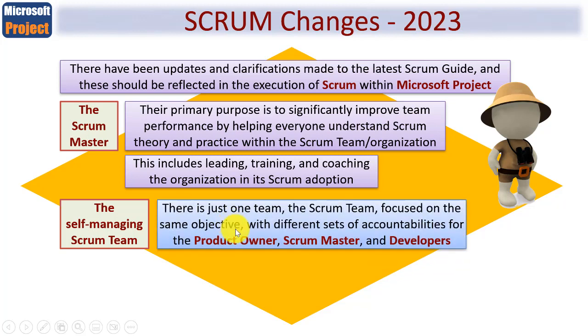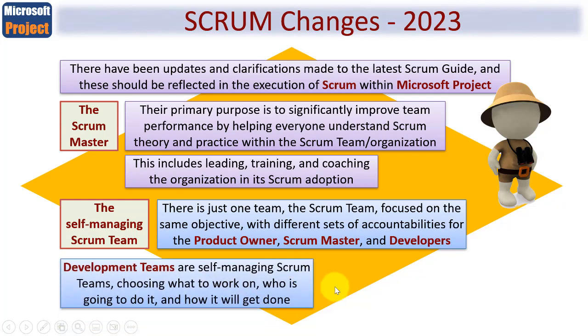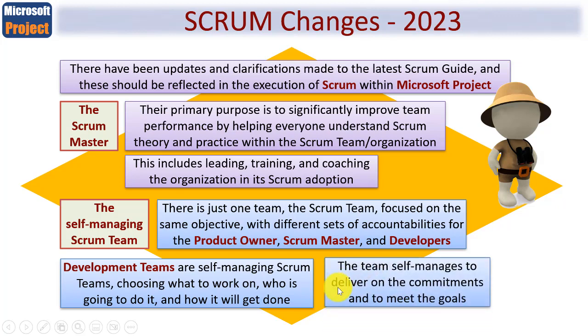You see, there's only just one team, called the Scrum team, focused on the same objective with different sets of accountabilities for these roles that I've yet to discuss: the product owner, Scrum Master, which I've just touched on, and the development team themselves. Now, development teams are self-managing Scrum teams, and it is they who choose what to work on. It is they who choose who is going to do it, and it is they who choose how the work will get done. Therefore, the team self-manages to deliver on the commitments to meet the goals. And we'll learn later there are several goals that we need to understand.